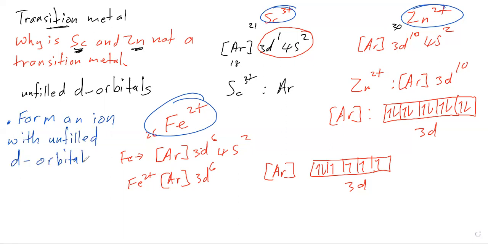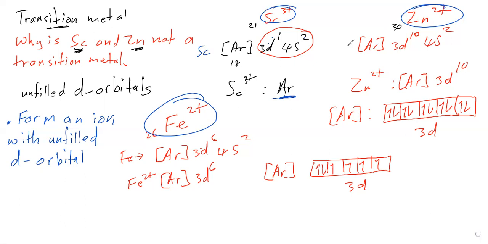All right? So when you look at scandium, it is [Ar] 3d1 4s2. When it forms Sc3+, it loses these three electrons, so it is just argon. Does scandium Sc3+ have any d orbital remaining? No, sir. So it is not a transition metal, because it must have an unfilled d orbital.